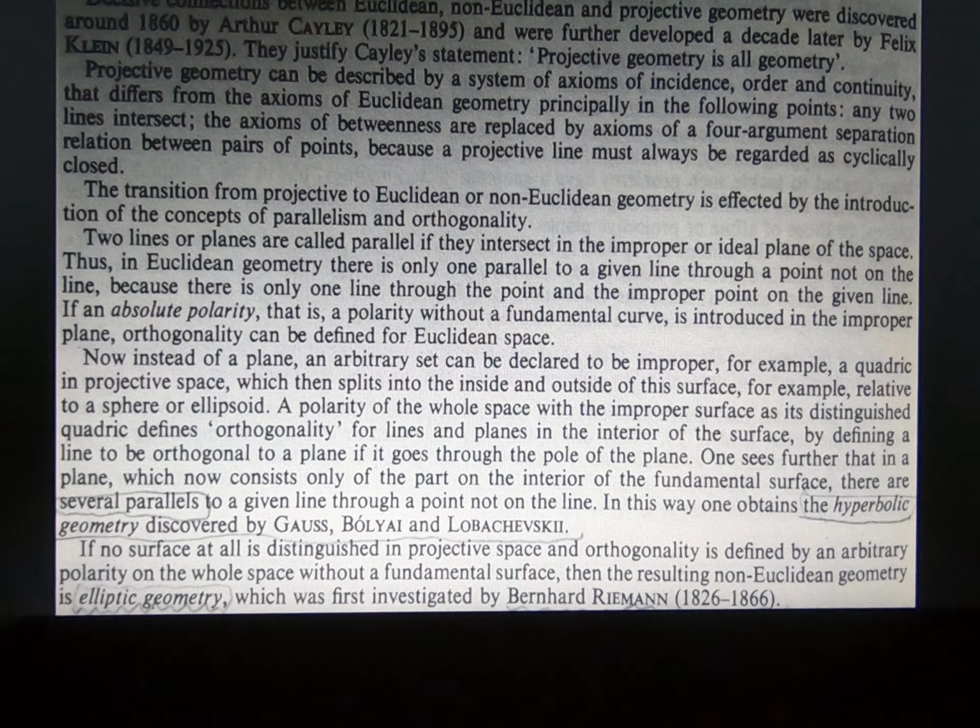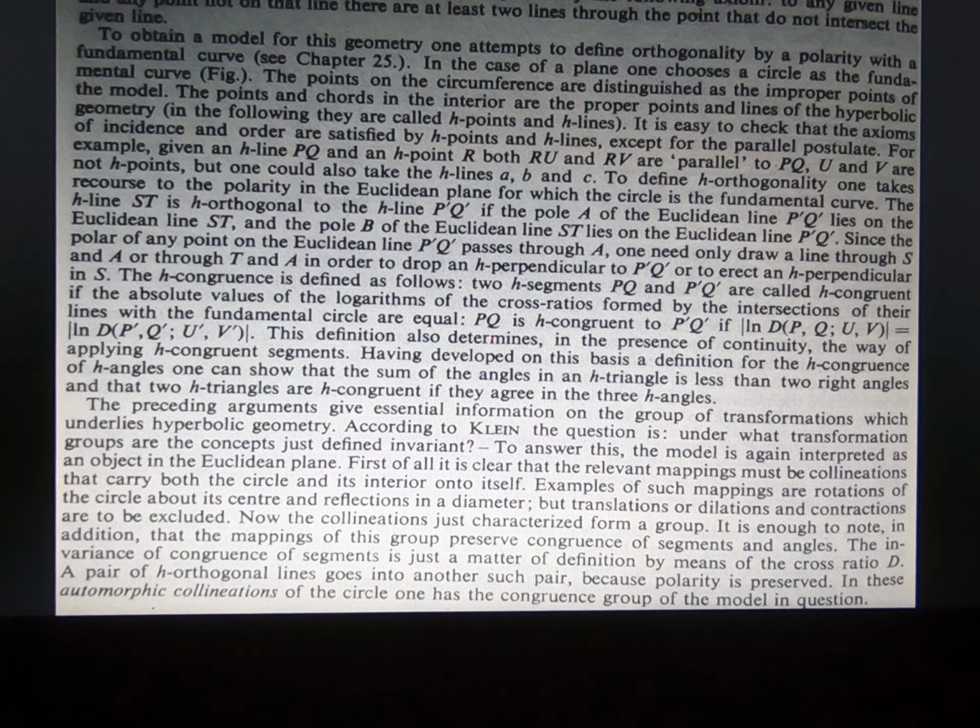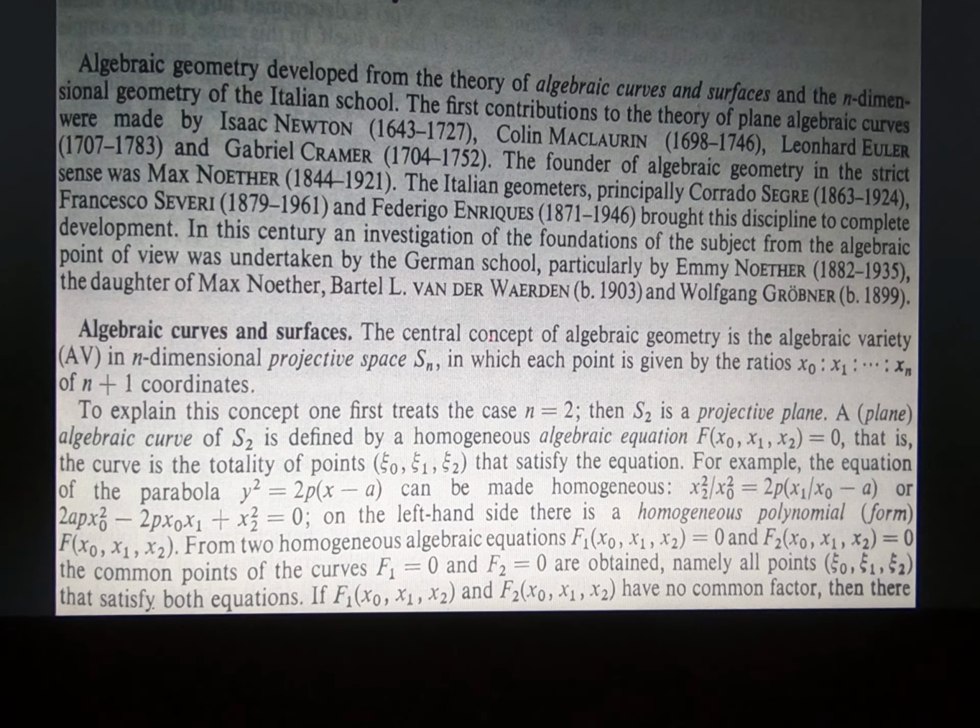Non-Euclidean geometry, like I mentioned before, includes hyperbolic geometry. That has at least two parallel lines. And elliptic geometry has no parallel line. This is hyperbolic geometry. Elliptic geometry. These are non-Euclidean geometry.